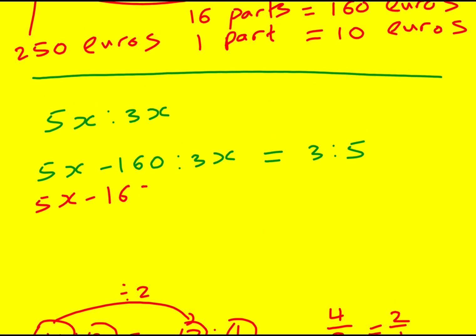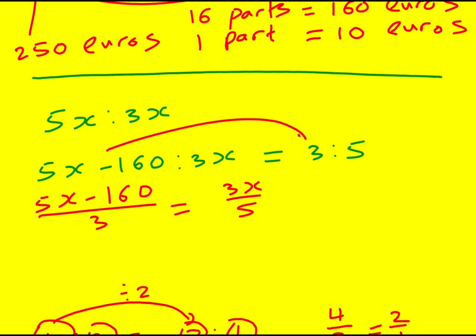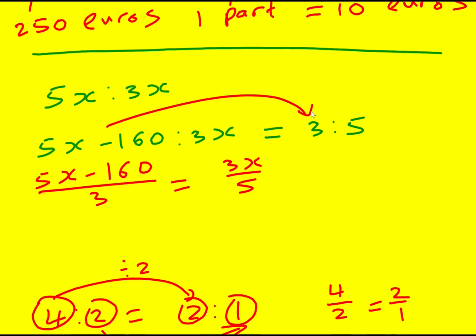5x is just harder to see, so that's why I did it with numbers. 5x minus 160 over 3 is going to equal 3x over 5. Okay, because that's kind of what I'm timesing by to go from here to here. Right, fractional equation, I can times both sides by 5 and then by 3.